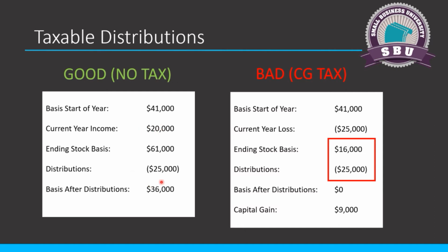If they made 20 grand, they could distribute 25,000 because maybe they've got some cash in the bank from prior years or something like that. And their basis after the distribution is 36 grand still. This is good. This is a year where you don't have to really worry about it. You have to track it still, and that's what Halon does. But you don't have a problem in this situation.